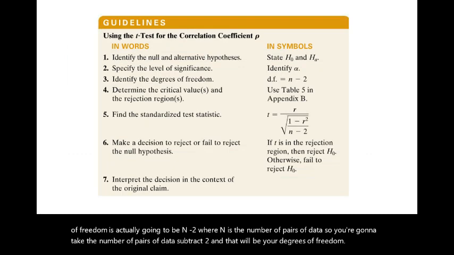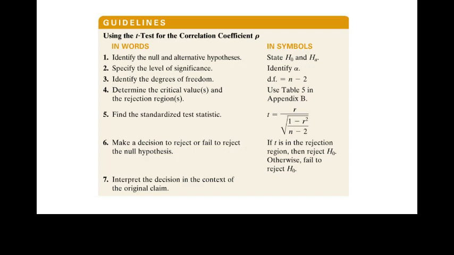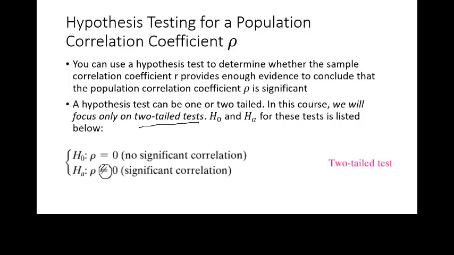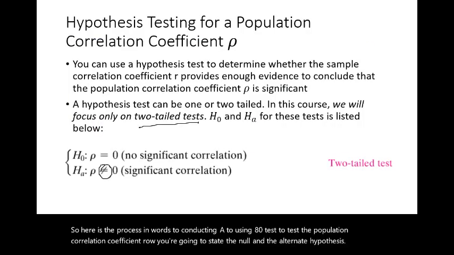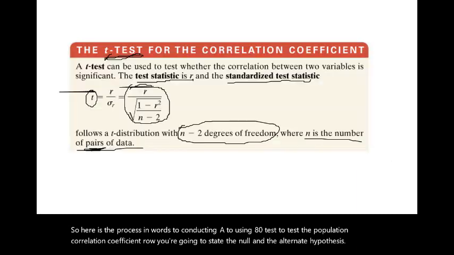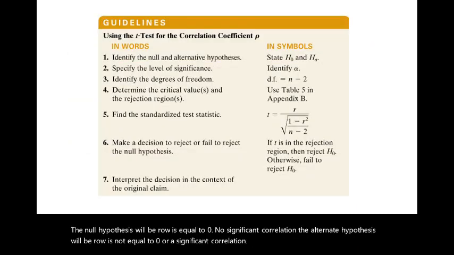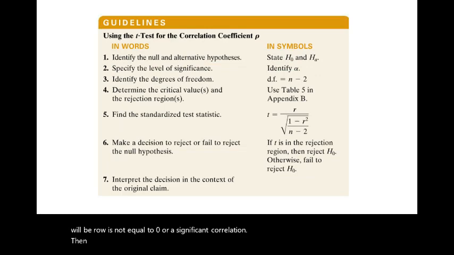So here is the process in words to using a t-test to test the population correlation coefficient rho. You're going to state the null and the alternate hypotheses. The null hypothesis will be rho is equal to 0, no significant correlation. The alternate hypothesis will be rho is not equal to 0, or a significant correlation. Then you're going to identify the level of significance, alpha. Then you're going to find the degrees of freedom, which is n, the number of pairs of data, minus 2.